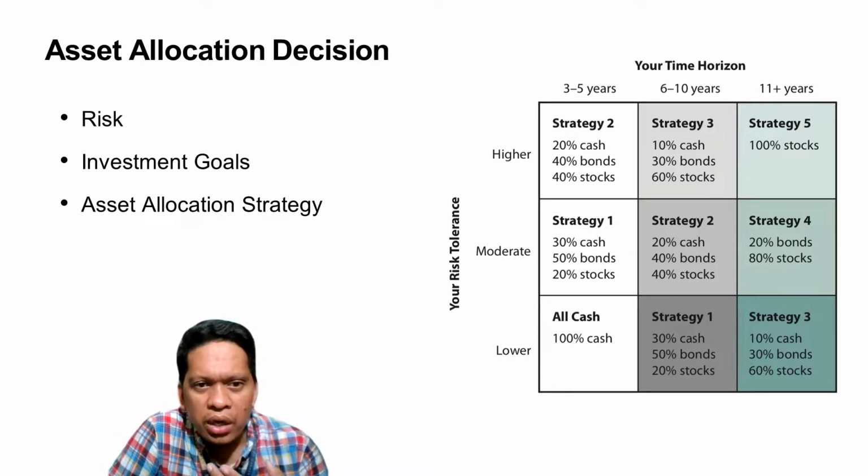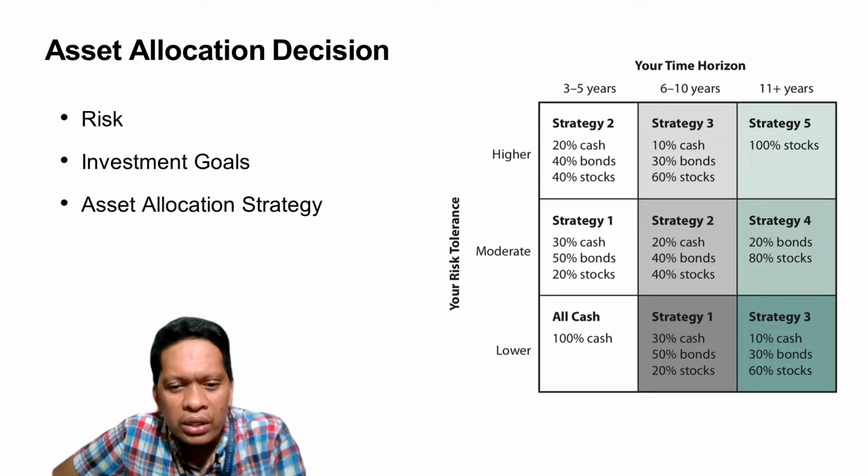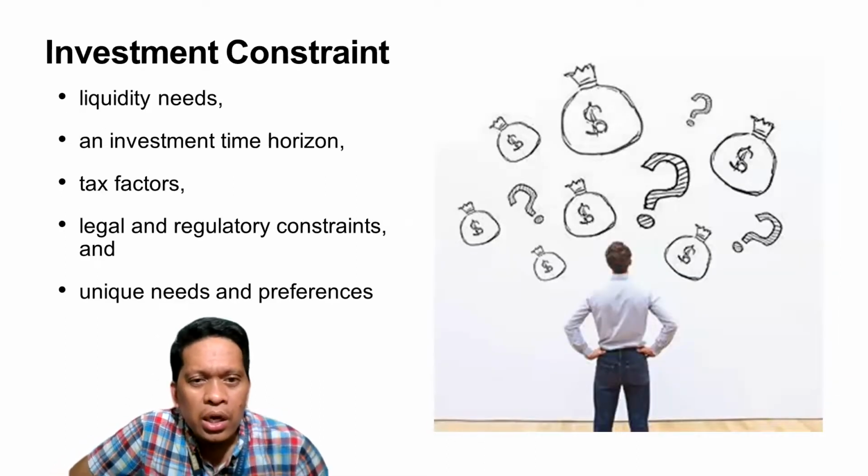So again, remember this asset allocation decision: you consider the risk, the investment goal, the asset allocation strategy, plus the time horizon. And guys, when it comes to investing, age really matters. The younger and the older people have different ways of doing their asset allocation decision and strategy. So the last part of our presentation is that there are still investment constraints or limits.